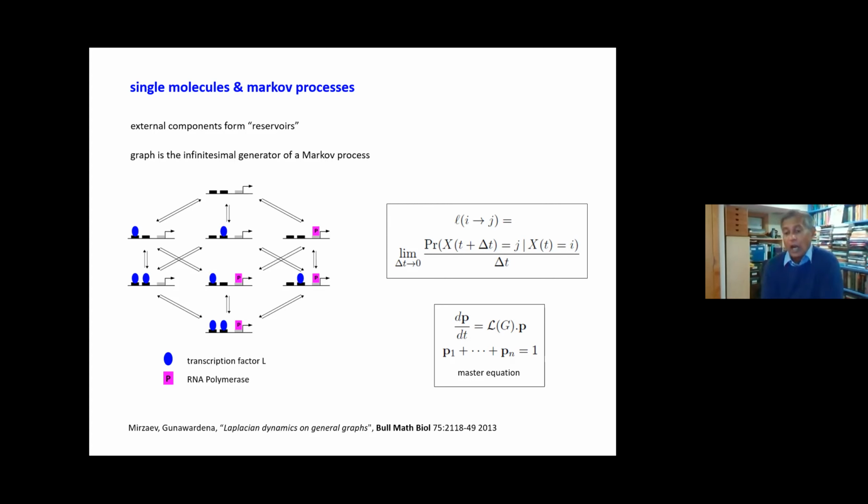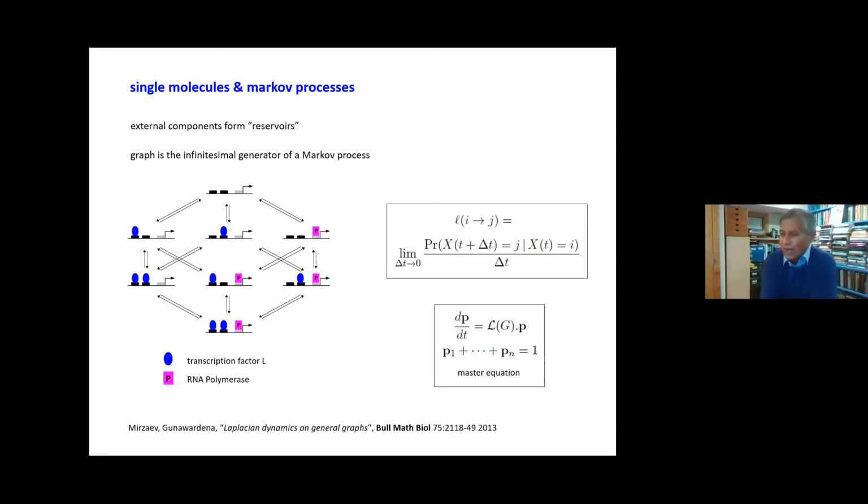Okay. All right, so in that context, the equation that I wrote previously on the previous slide, this linear equation, has a very nice interpretation. It's the master equation of the Markov process. That's the equation that tells you the forward evolution of probabilities for the Markov process. And so what in the Markov process world would be called the master equation, we think of as this linear Laplacian dynamics on the graph.